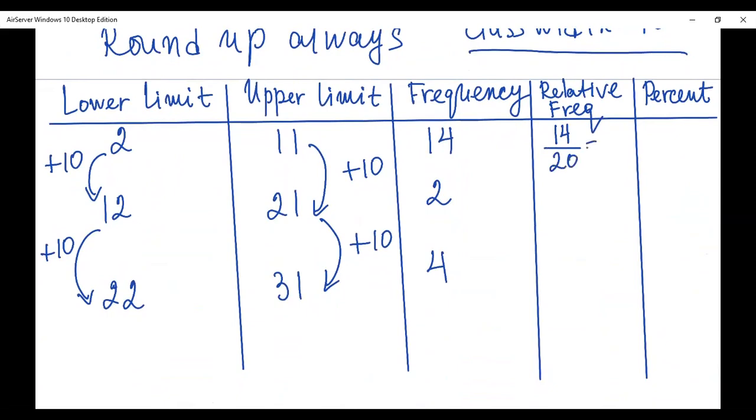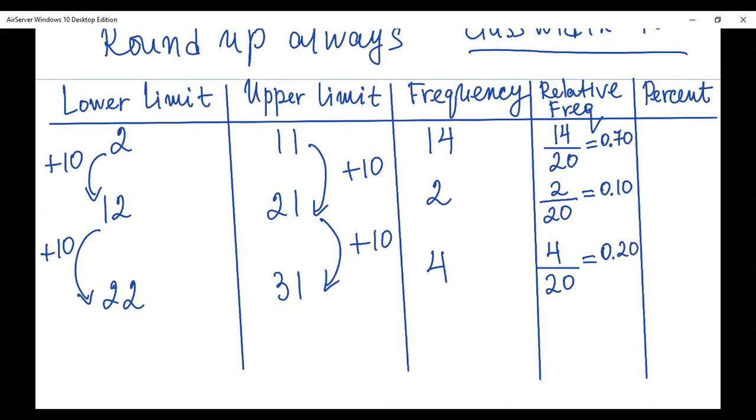It should be 0.7 or 0.70. Then we have 2 divided by 20. That's 0.10. Then we have 4 divided by 20. So this will give us 0.2 or 0.20.